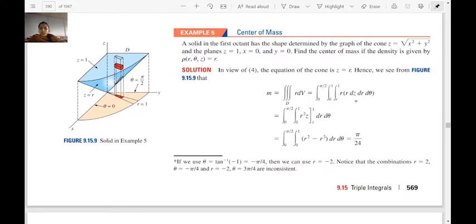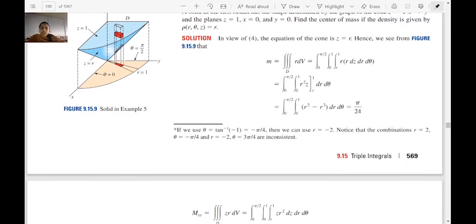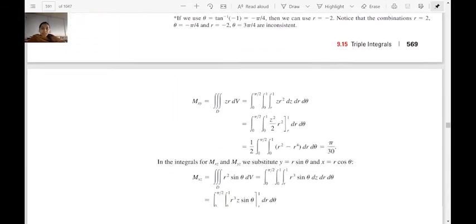Now we can solve this. This will be nothing but r square into z varying from r to 1, that is r square minus r cube, into dr d theta. Solving this, we will get the value to be pi by 24. And next we shall determine what is Mxy.